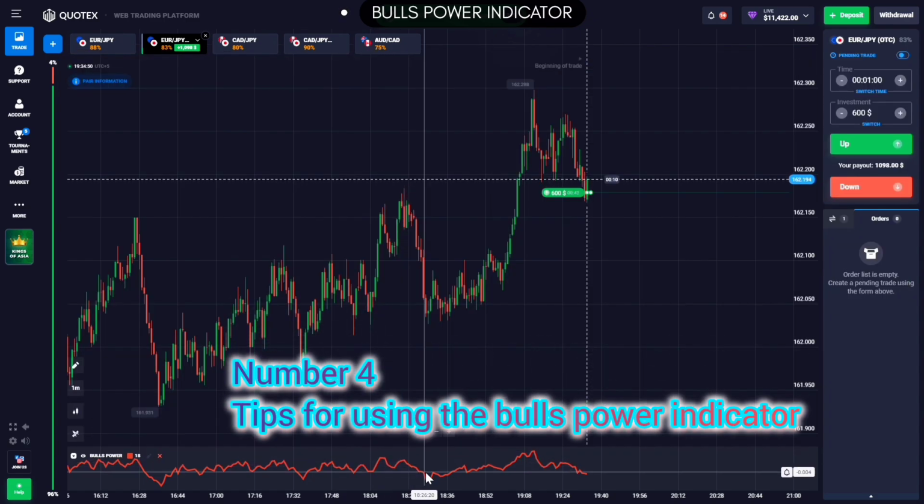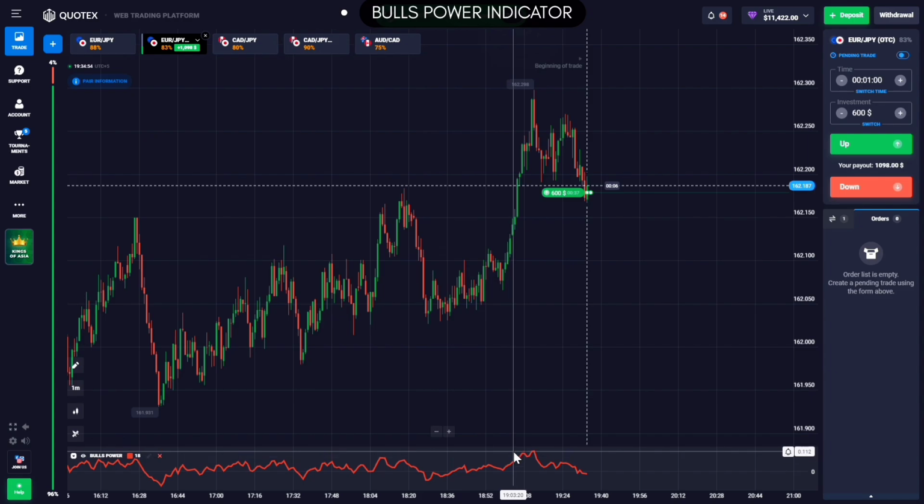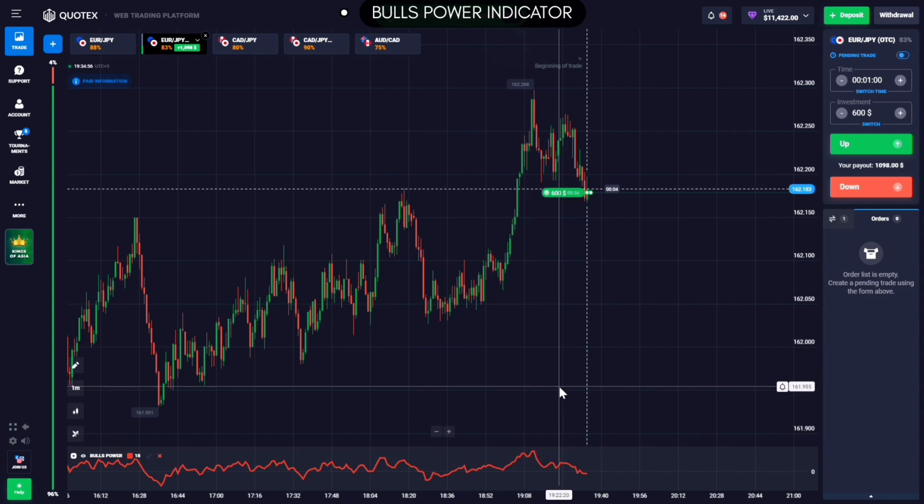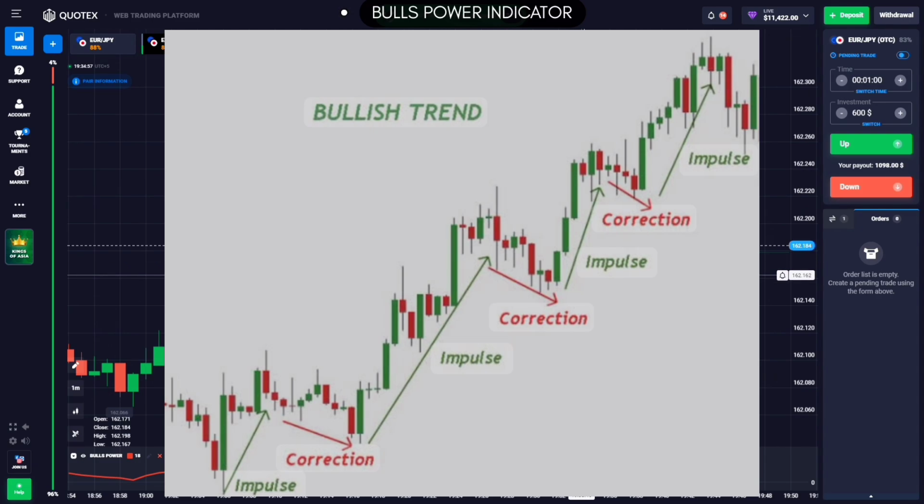Number 4. Tips for using the Bull's Power Indicator. Avoid false signals. Use higher time frames for more reliable signals. Combine with price action. Confirm signals with candlestick patterns.